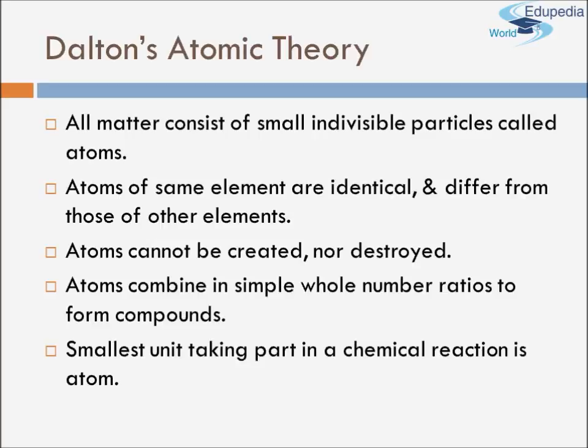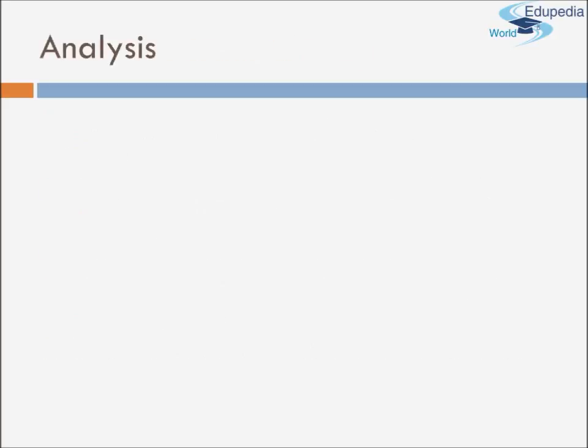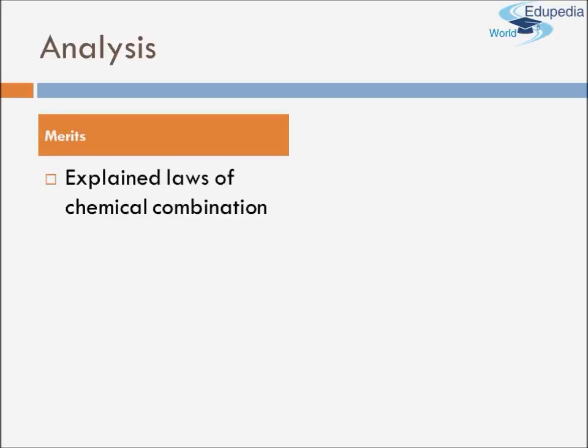Because now we know that these are wrong. And in this topic, in the atomic structure lesson, we will see how these postulates were proved wrong. So let's go into the merits and demerits of his theory. Let's analyze it from a pros and cons perspective.